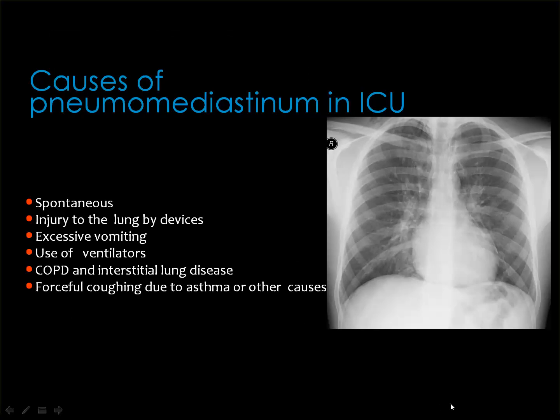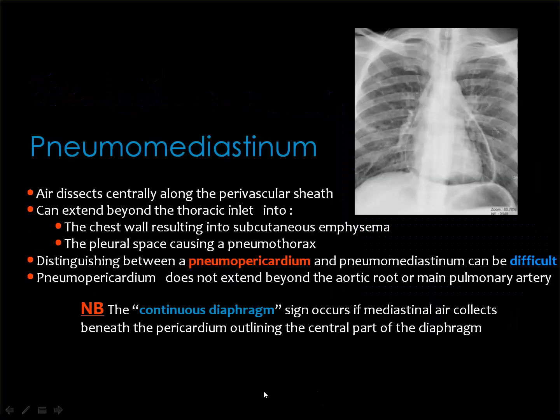Then also the continuous diaphragm sign, where you are able to follow the diaphragm all through, even in the area of contact with the cardiac shell. The causes of pneumomediastinum in ICU patients are spontaneous, injury to the lung by the devices, extensive vomiting, the ventilation, chronic obstructive pulmonary airway disease and interstitial lung disease, and forcible cough due to asthma or other causes.